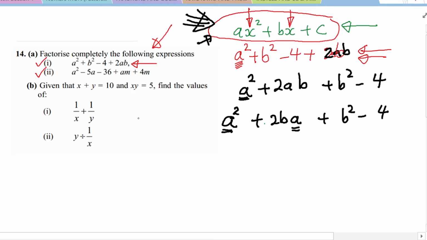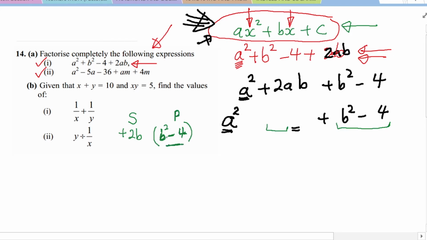When we are looking for two numbers, when we add them, it's going to give us a sum of positive 2b, and when we multiply them, it's supposed to give us a product of b squared minus 4. We want those two numbers, giving us a sum of 2b, product of b squared minus 4. So how do we get those two numbers? We get those two numbers by finding the factors of this expression here.